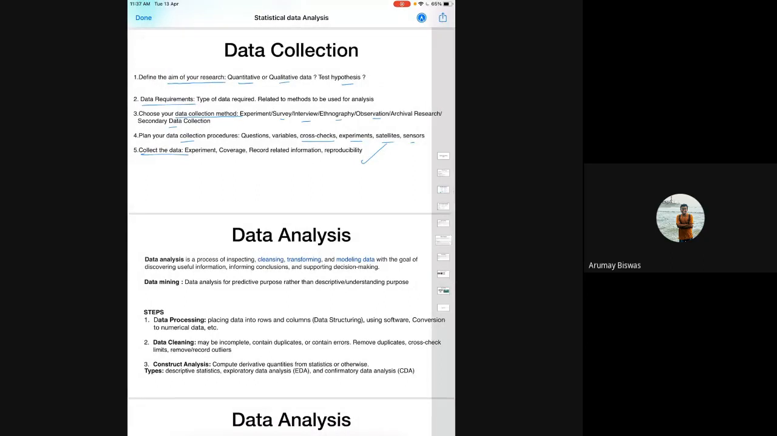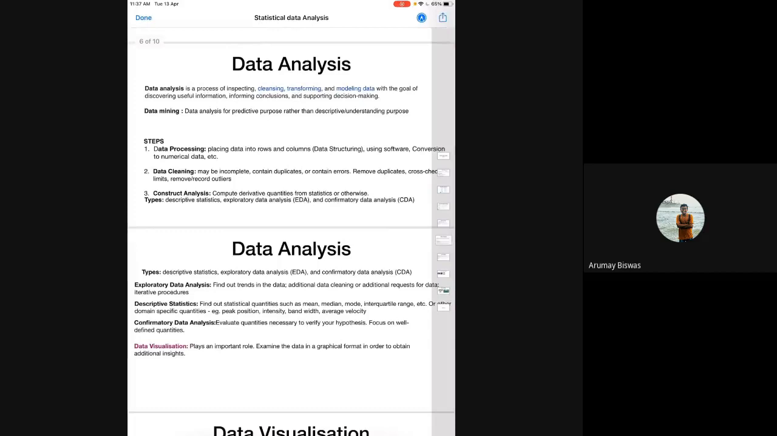And once you have collected your data, you come to the main part, which is the data analysis. So by definition, it is a process of inspecting, cleansing, transforming, and modeling data with the goal of discovering useful information, informing conclusions, and supporting decision making. Okay, so once you have the data, you will have to look at it, figure out if some data points are wrong. Transforming means converting it to a form which is analyzable, or visualizing it. We will talk about data visualization as well. And then modeling data, that is explaining what the data is showing. Okay. That is broadly data analysis.